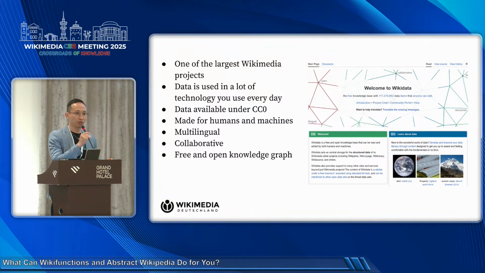So Wikidata, just a quick overview, is one of the largest Wikimedia projects. And the data on Wikidata is used in a lot of technology that you use every day. All the data in Wikidata is available under a CC0 license, which means that anyone is free to use and reuse it. More importantly and interestingly, it is a multilingual, collaborative, free and open knowledge graph. There are currently about 119 million items on Wikidata, and it is one of the most actively edited projects in Wikimedia, with about 25,000 active editors per month.